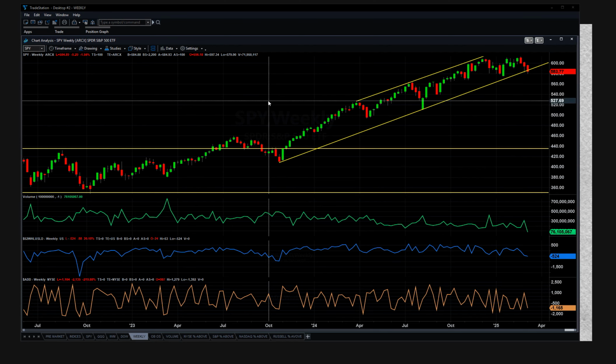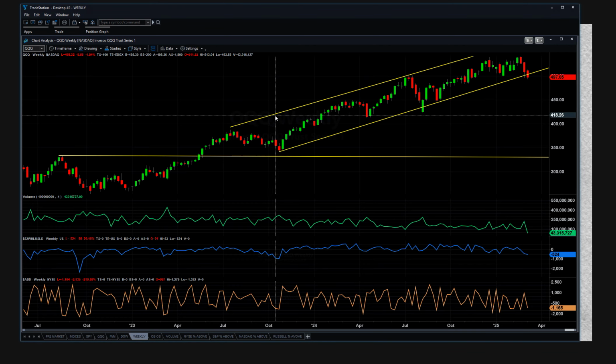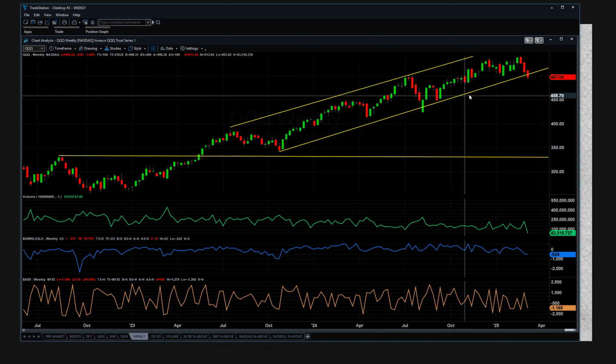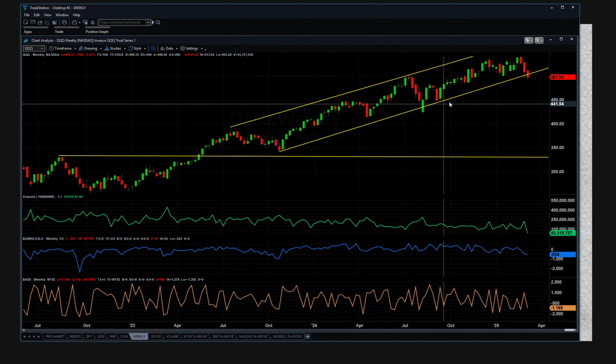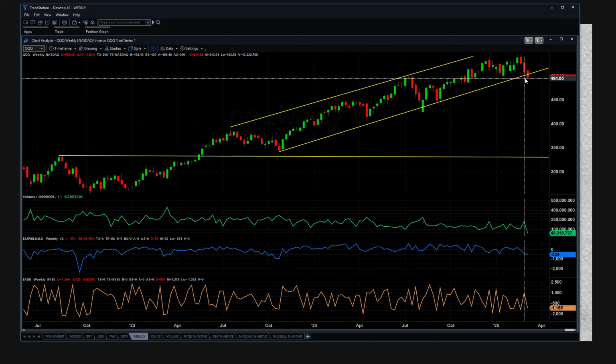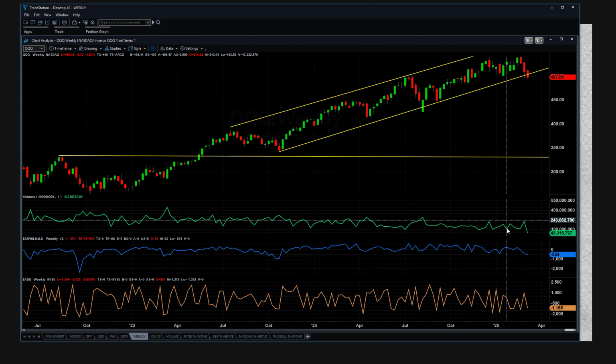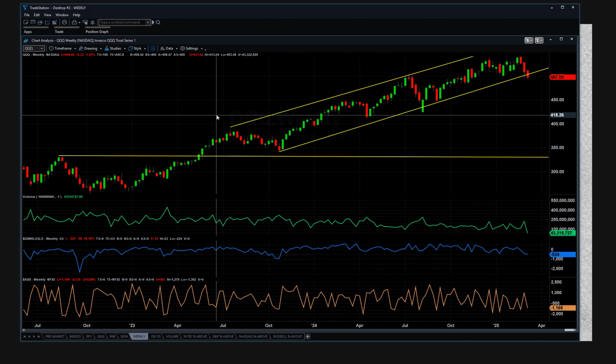Looking now, I'm going to switch this to the QQQ. So we can see the series of higher highs and higher lows. This low was broken in the QQQ, and you can see this trend has now been broken also. Same thing, 52-week highs minus 52-week lows, and breadth just declining as well. So the market is weakening from an internal perspective.